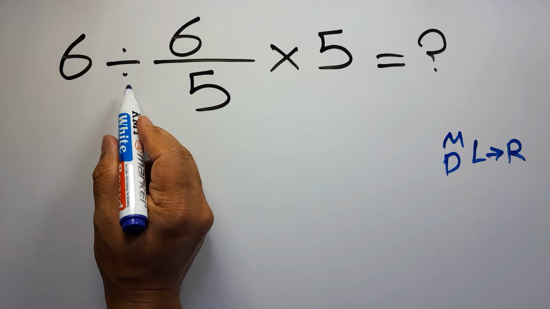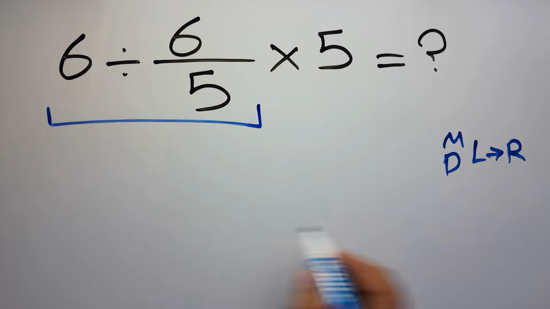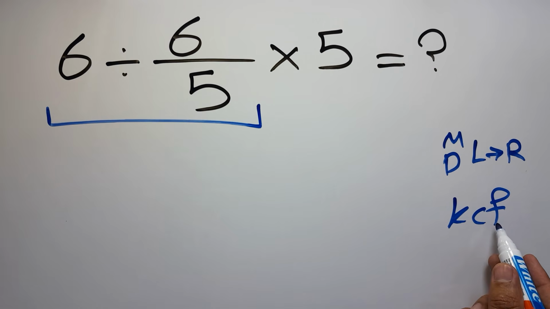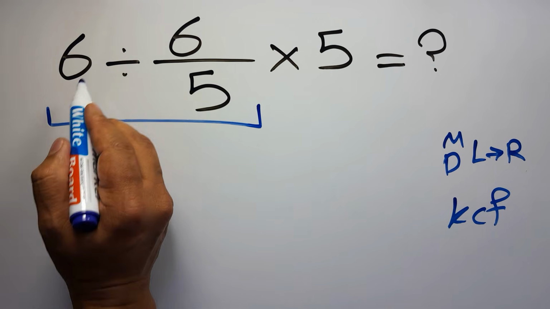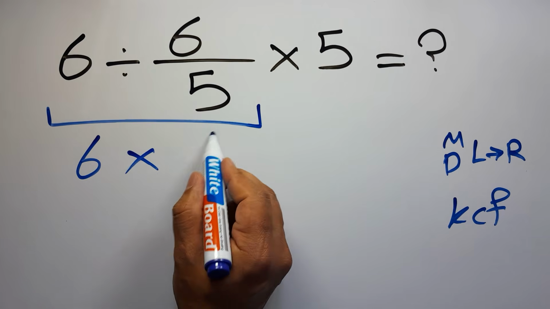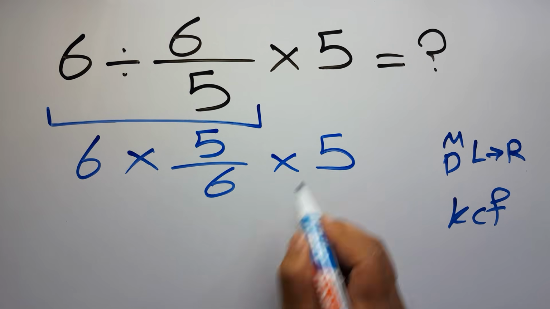So first we have to do this division, 6 divided by 6 over 5. According to the KCF rule, K stands for keep, C stands for change, and F stands for flip. We can write: keep the first fraction, change division to multiplication, and flip the second fraction. And here we have times 5.